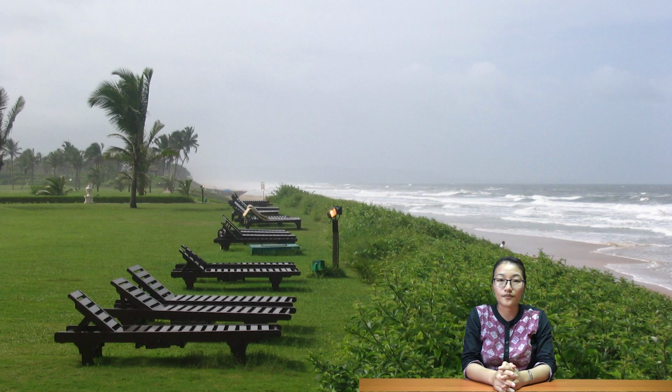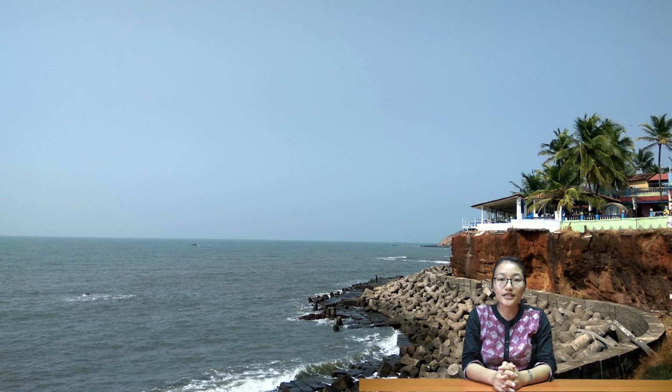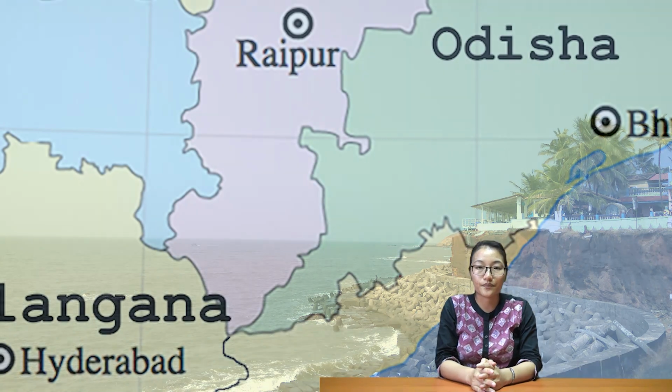Aren't they beautiful? So, these places that you see are all in the coastal plains, which is a part of the physical features of India that we will be learning in this chapter, and they are called the coastal plains of India.